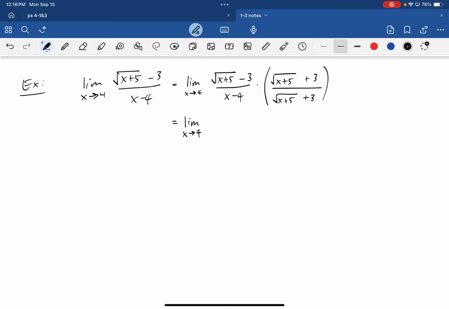The top is going to be a difference of squares. So that's x minus 5 minus 9, because it's the difference of this square, which is x plus 5. No, close. X plus 5 minus 9, because 9 is 3 squared, right? And then the bottom, well, it doesn't really simplify, so we'll just write x minus 4 times x plus 5 plus 3.